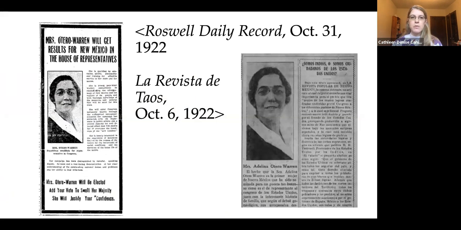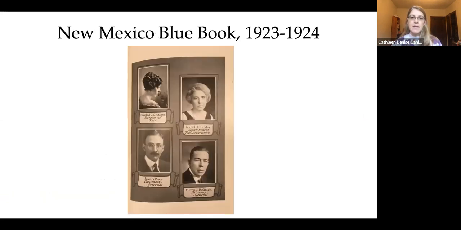Again, Nina Otero Warren runs, Spanish and English language papers carry her ads. And then she does not win. It's actually not a good election year for the Republicans. They lose pretty broadly. But as you can see, Soledad Chavez de Chacon, who is running for Secretary of State in New Mexico on the Democratic ticket, she wins that office. And she's the first woman to hold that position in the entire nation.